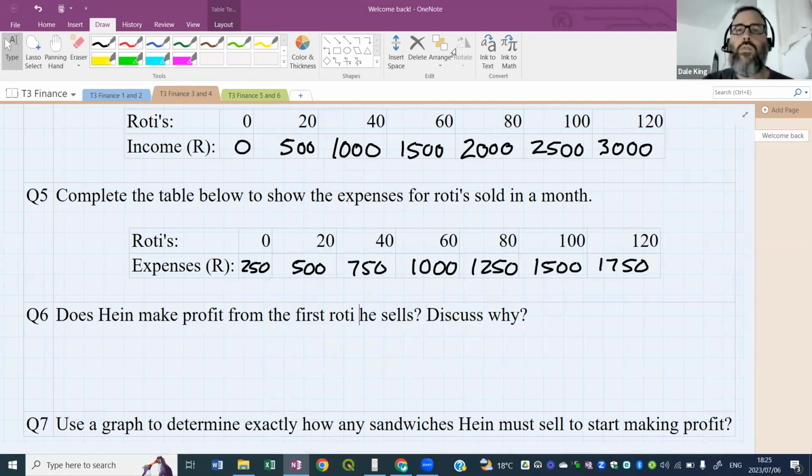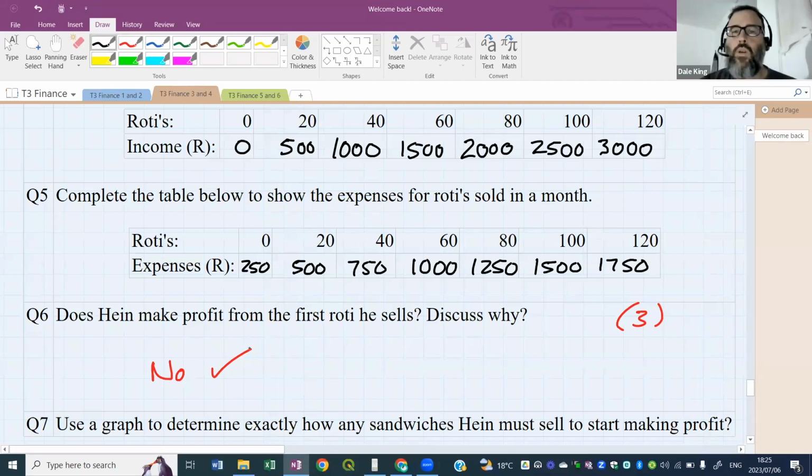I've got lots of no's. All right, that's correct. But like I said on Tuesday, this is a 3-mark question. Your no gets you 1 out of 3. Why? Why does he not make profits on the first roti? I mean, that would be the dream, wouldn't it? I make my first roti and I'm already starting to make profit. Unfortunately, in this kind of business, you can't make profit from the first roti, from roti number 1.